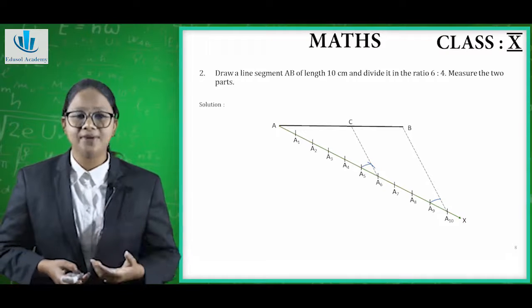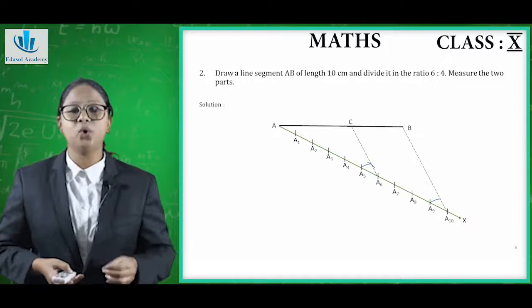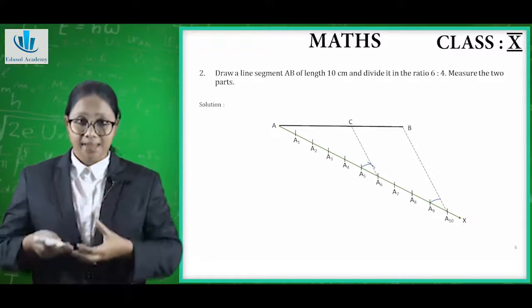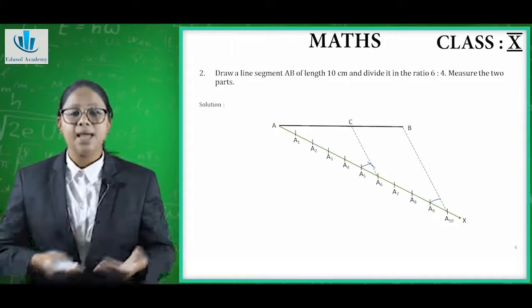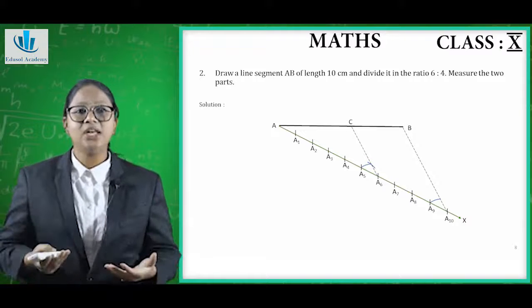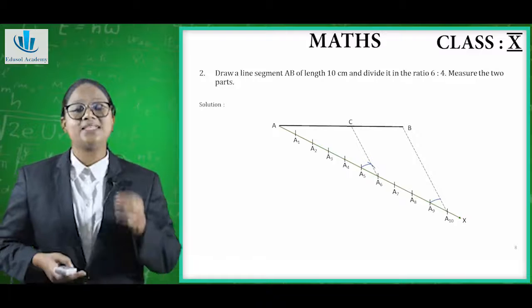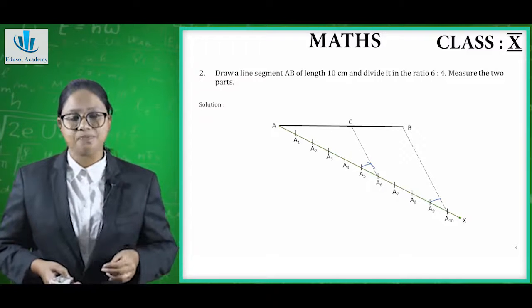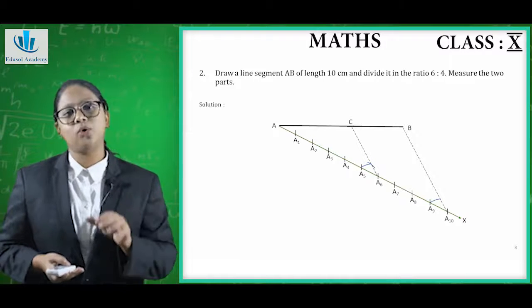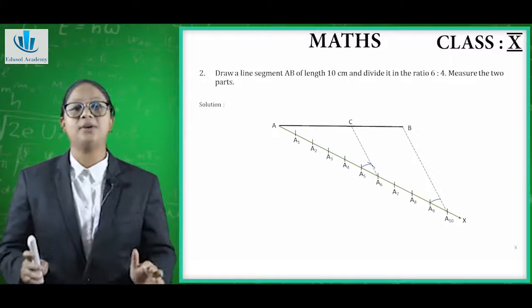Now again, how to verify the measurement? AC by BC is 6 by 4. We can write part by whole. So AC by AB will be 6 by 10. BC by AB will be 4 by 10. Now putting the values, we will get the value of AC as 6 centimeter and BC as 4 centimeter. Now after construction, when you measure, if you have got 6 and 4, bravo, good job. Your construction is well done.